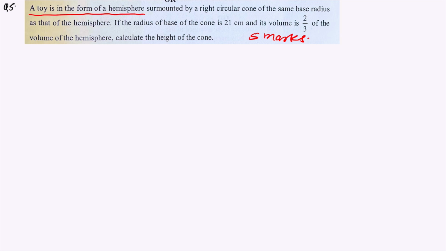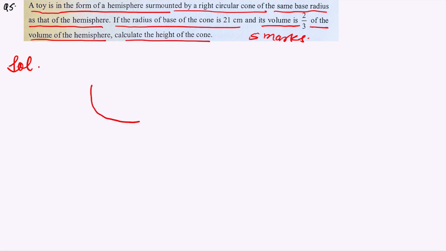A toy is in the form of a hemisphere surmounted by a right circular cone of the same base radius as that of the hemisphere. If the radius of the base of the cone is 21 centimeter and its volume is 2 by 3 of the volume of the hemisphere, calculate the height of the cone. So here we are given a hemisphere and on top of it there is a cone surmounting it. It says that the radius of both figures is the same. So let's say that is r, and that is given as 21 centimeter. What we have to find is the height of the cone.